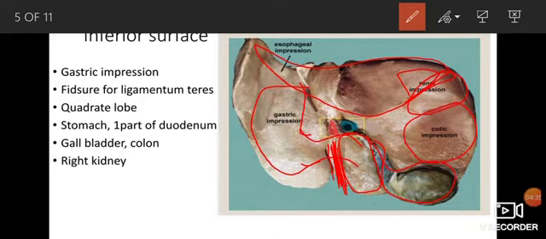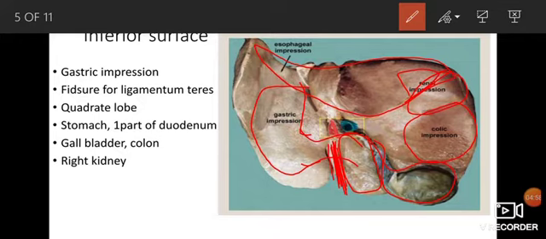So, the right suprarenal gland is not a relation of the inferior surface, but a relation of the posterior surface, because the inferior surface consists of the renal impression. The suprarenal gland that is present above the kidney comes at the posterior surface of the liver.